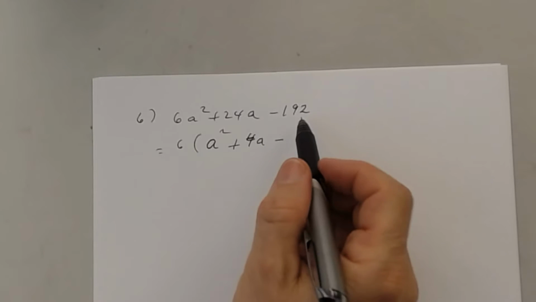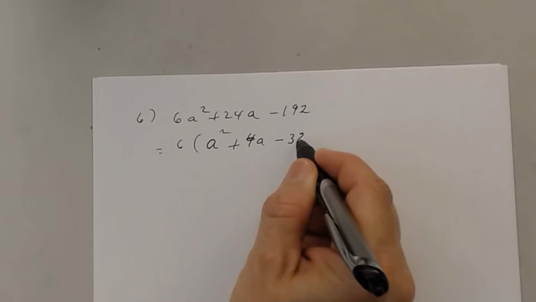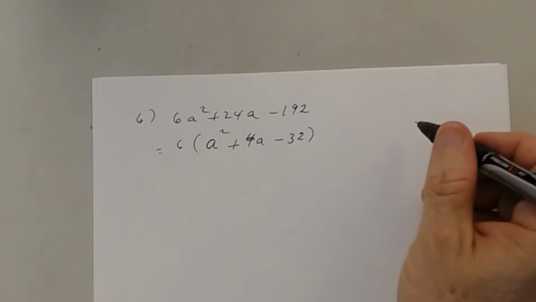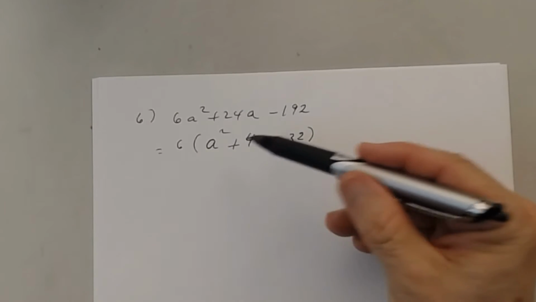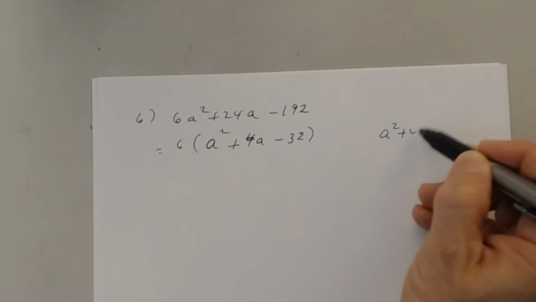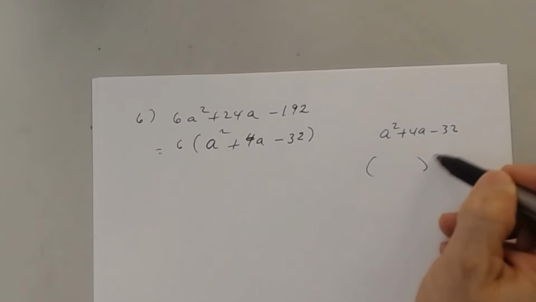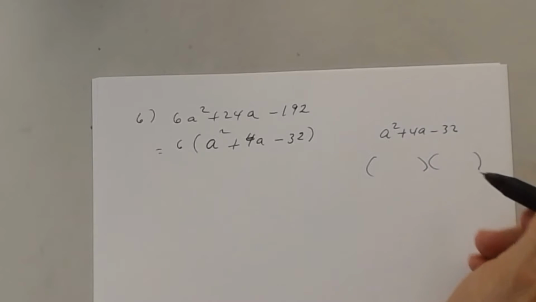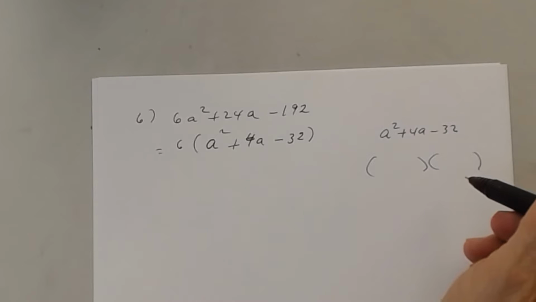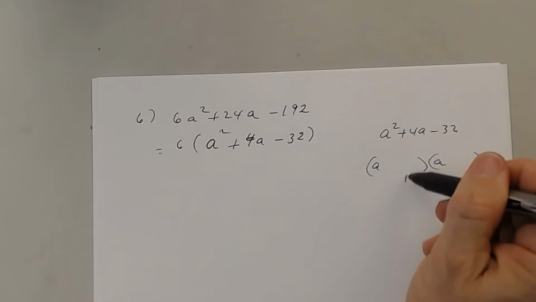And then use your calculator. What's going to be this? 32. 32? All right, so let's figure out if I can factor this even further. A squared plus 4a minus 32. All right, remember, use the letter A. Make sure you use the letter A, not X or some other letter. So I know I'm going to have an A and an A, right? Okay, so I've got to fill in these terms now.